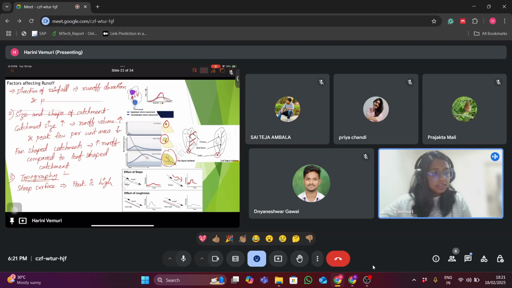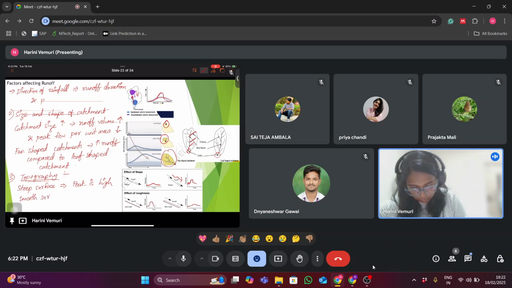Okay. And if the surface is rough, it will take time to reach the outlet. So we can see the reduction in peak compared to a smooth surface. Okay. Smooth surface, water will flow quicker. So we can see the peak is higher than rough surface.